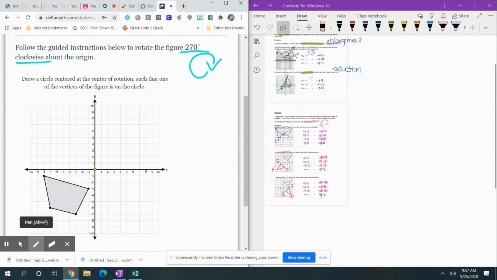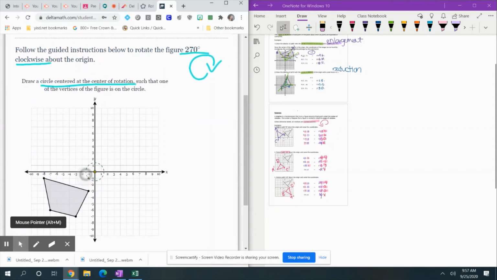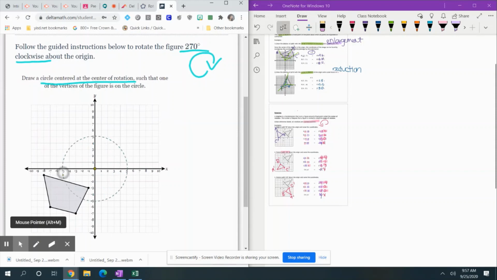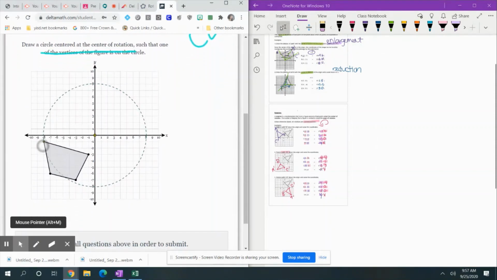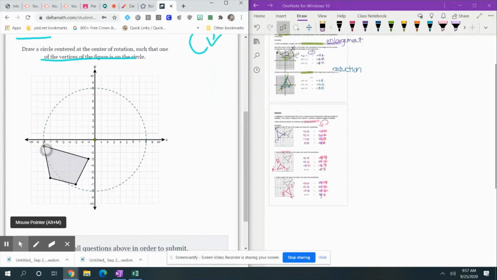So let's see. It says first draw a circle centered at the center of rotation, such that one of the vertices of the figure is on the circle. So this is what you're going to do. You're going to press the yellow circle in the middle, the dot, and then you are going to create a circle. So you can come to any of the vertices, that's fine.